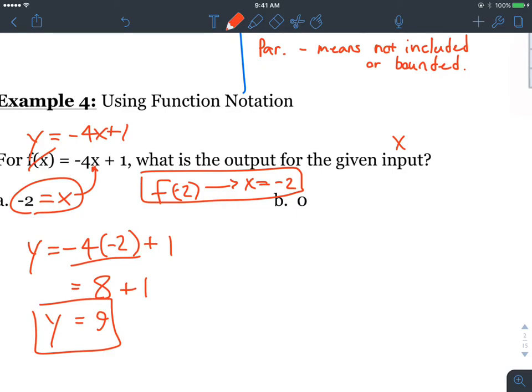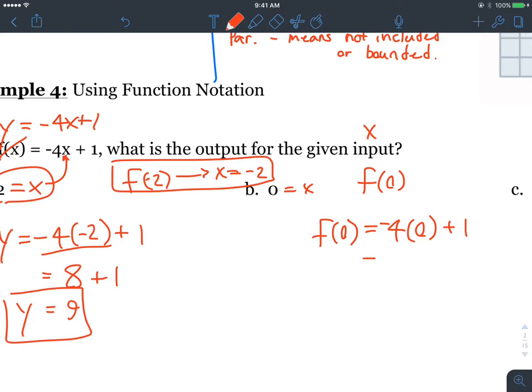And I'll even write this next one here. This is saying your x is 0. Another way you could write it is f of 0. So we're going to plug in 0 for our x value. Since they didn't give us a new f function, we're going to use that same exact function right here. So we'll say f of 0 equals negative 4 times 0 plus 1. Negative 4 times 0 is 0, and then 0 plus 1 is 1.